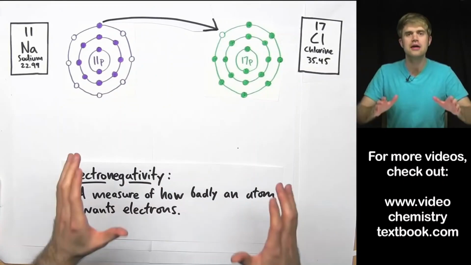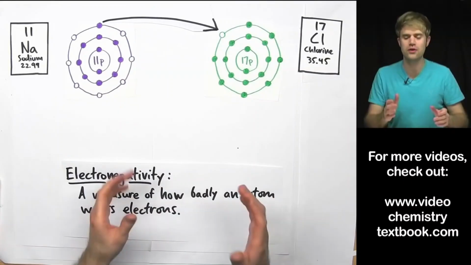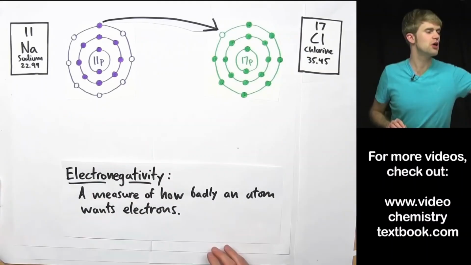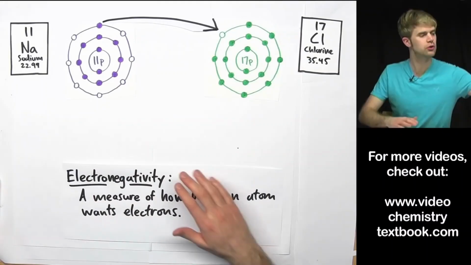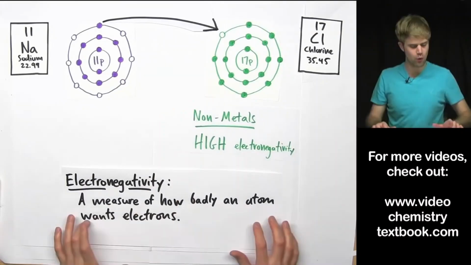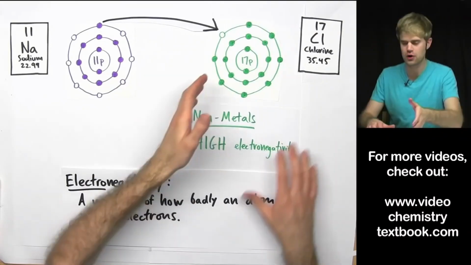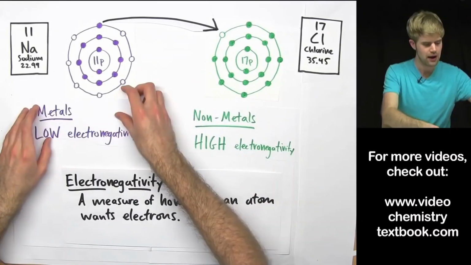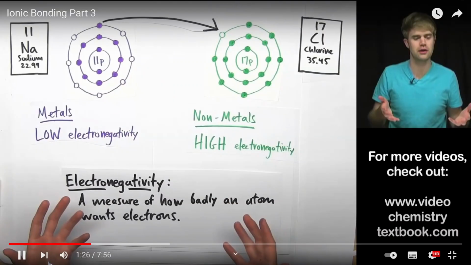This has to do with whether an atom is a metal or a nonmetal. Nonmetals, like chlorine, all have a very high electronegativity. They are very greedy. They want other electrons very, very badly. On the other hand, metals, like sodium, have a low electronegativity. They're not so greedy for electrons and they're willing to give them up.